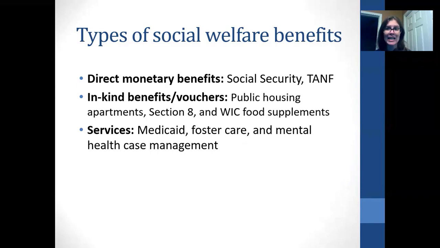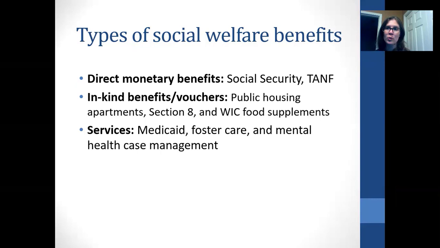There's also in-kind benefits or vouchers, where people receive goods. These include public housing apartments, so they physically have an apartment, Section 8 vouchers, which allows individuals to get apartments, and also WIC food supplements, so individuals receive coupons through WIC to get specific types of food, such as a coupon for bread, coupon for a gallon of milk, etc.